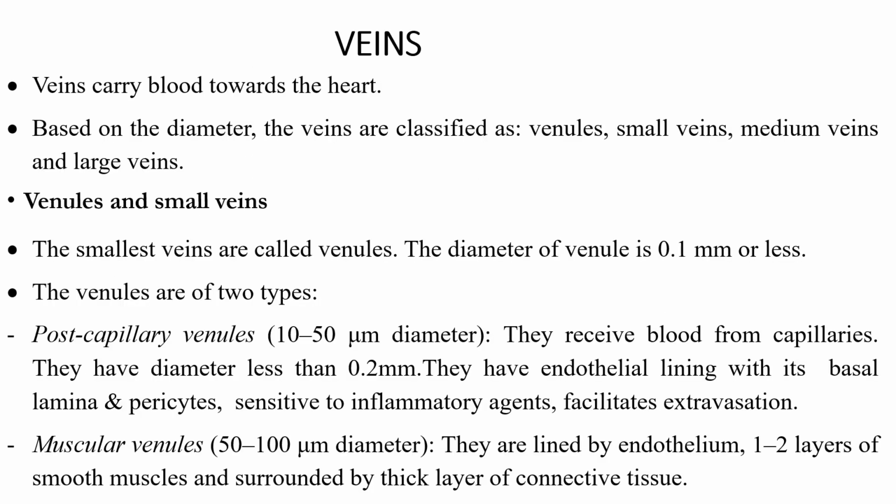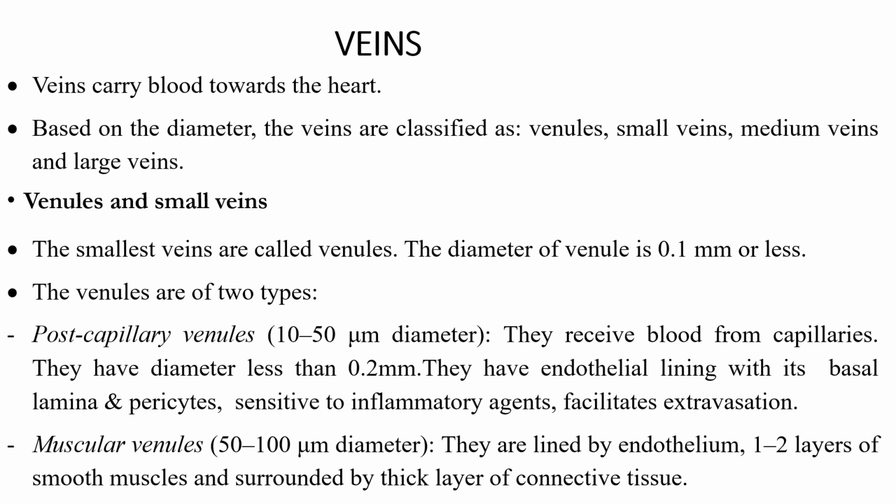Veins are the blood vessels which carry blood towards the heart, and based on the diameter, veins are classified as venules. So the smallest veins are venules. Then comes the small veins, then medium sized veins, and large veins. So the smallest veins are called venules. Their diameter is about 0.1 millimeter or less. And venules are again of two types.